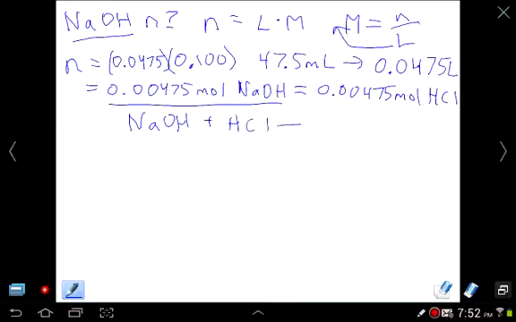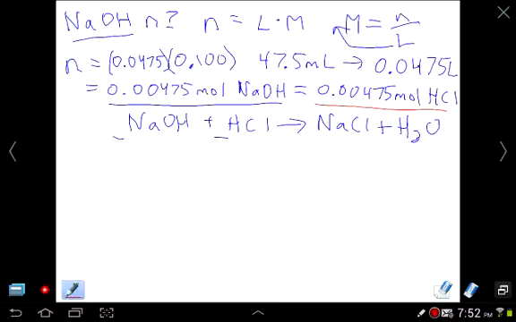These are the same because, stoichiometrically, from the balanced equation, it's a 1 to 1 mole ratio. That's why those are the same. So now, knowing how many moles of acid we have, we can find out the concentration of the acid because we've measured the volume of the acid that was in the flask.